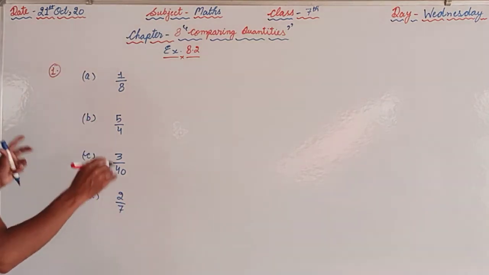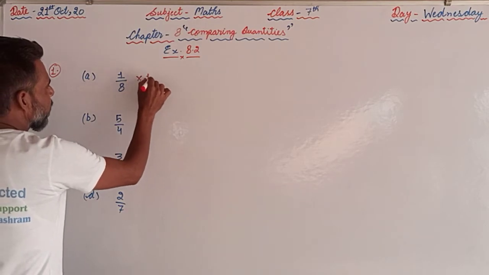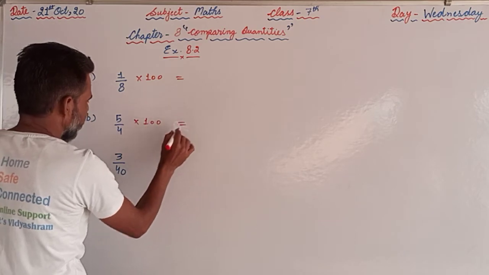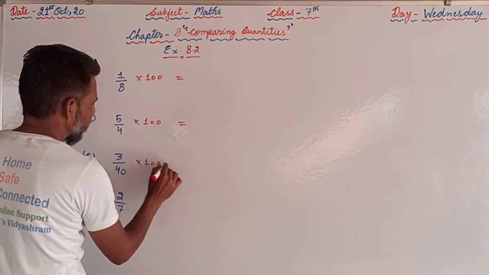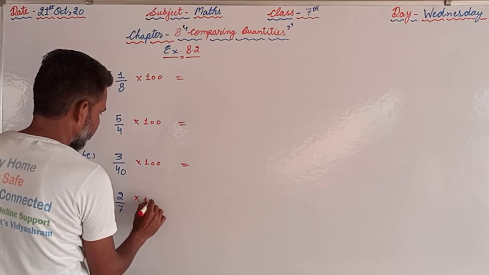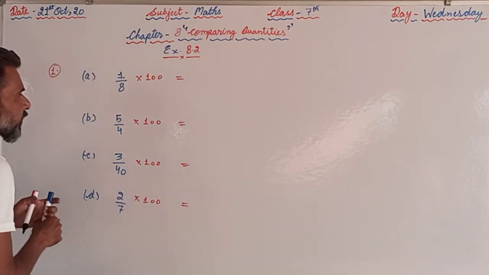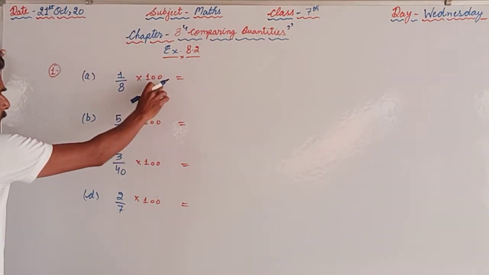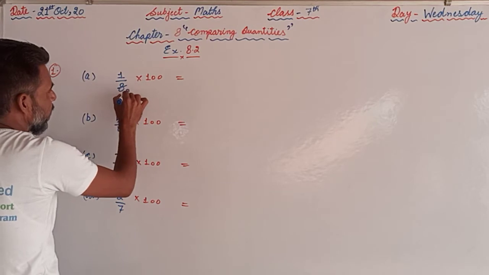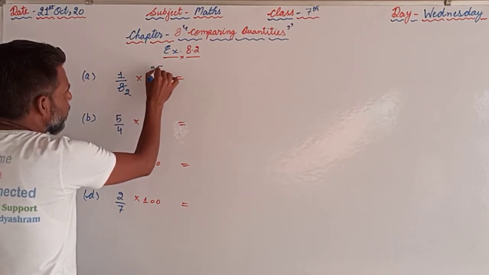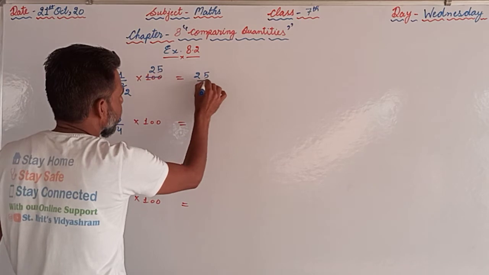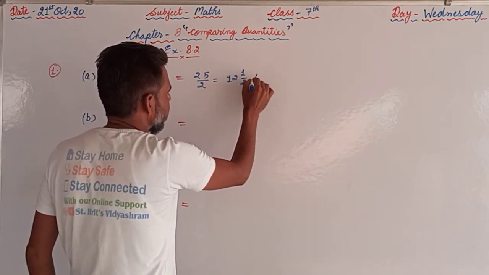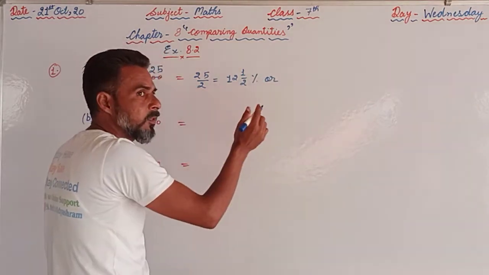To convert into percent, we are supposed to multiply by 100. If the fraction is given, then we multiply that fraction by 100. If any cancellation is there, then we can make the cancellation. So we can cancel out by 4: 4 twos are 8, and 4 into 25 is 100, that is 25 upon 2, or we can write that as 12 and 1 by 2%, or we can convert into decimal form.